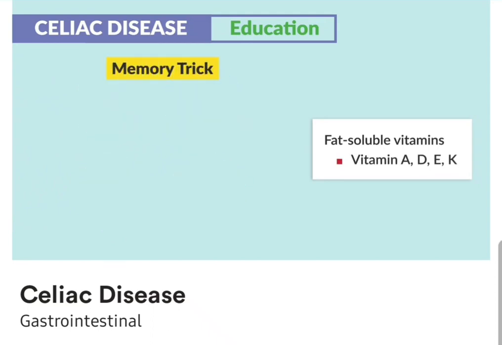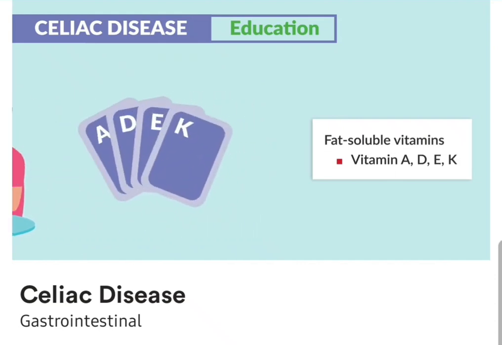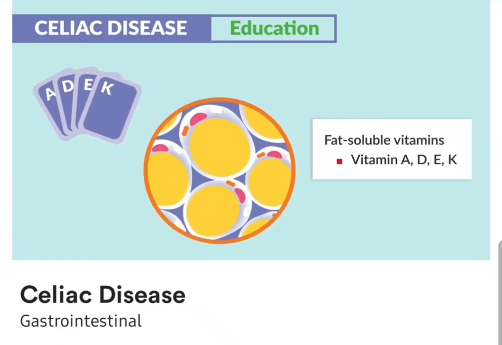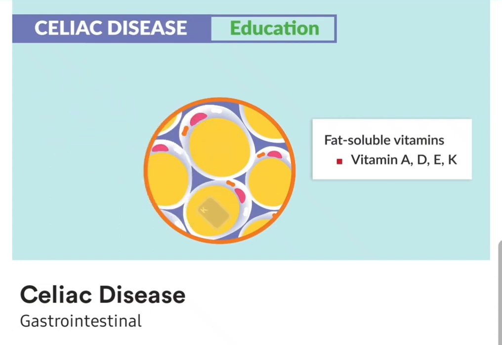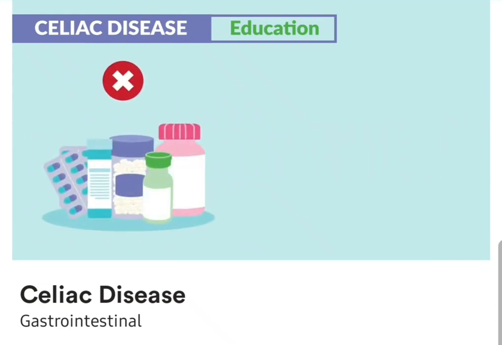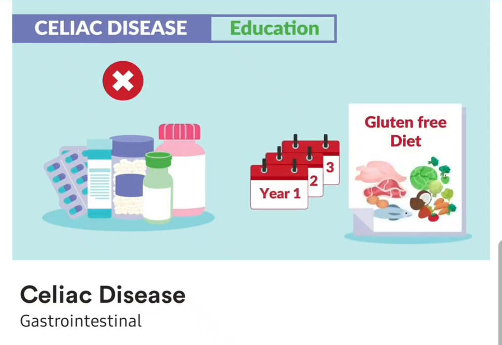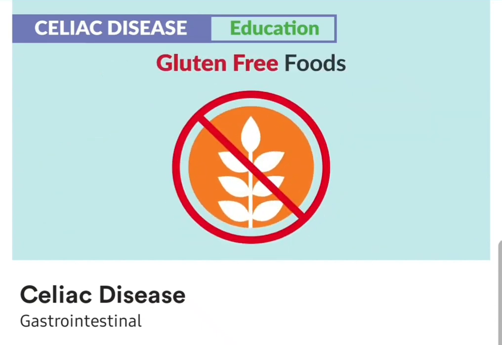So the memory trick we use is think of a bunch of fat guys playing with a deck of cards. So a deck of cards will help you to remember that fat-soluble vitamins are A, D, E, and K. Now lastly, there's no cure for this condition, and a lifelong gluten-free diet is necessary.